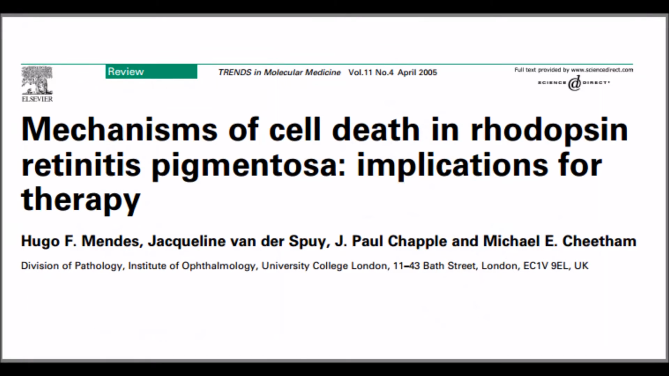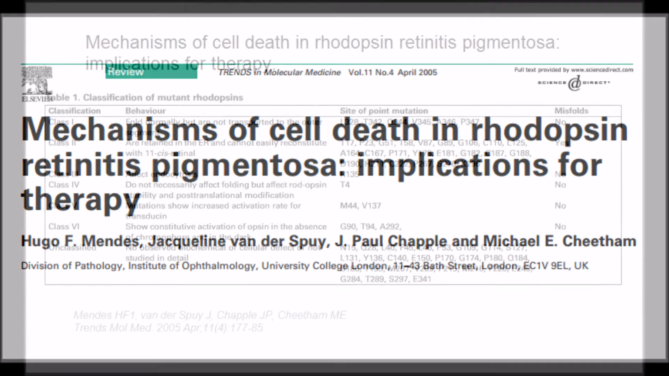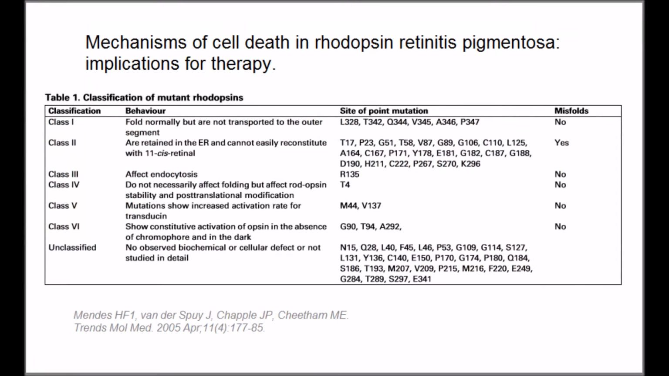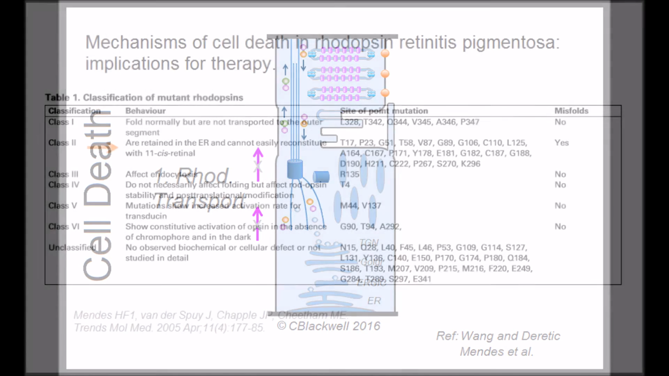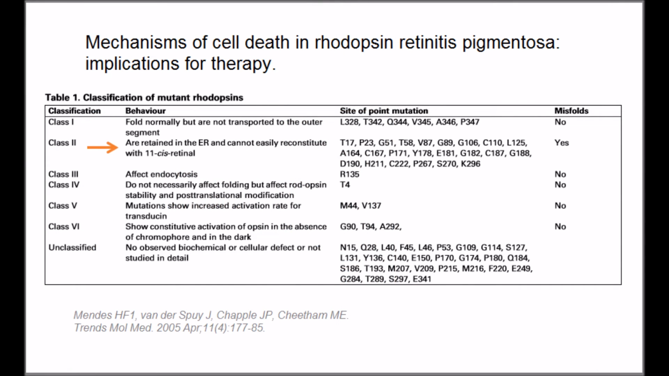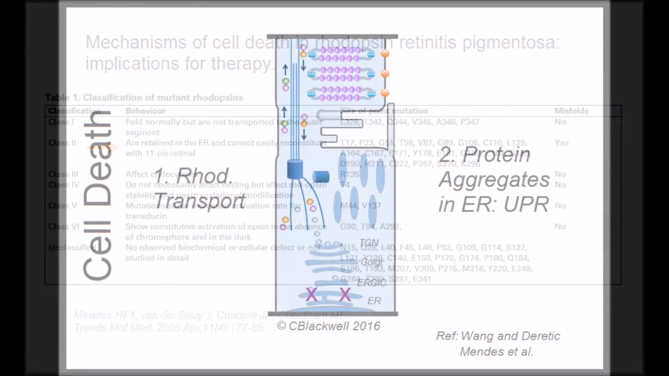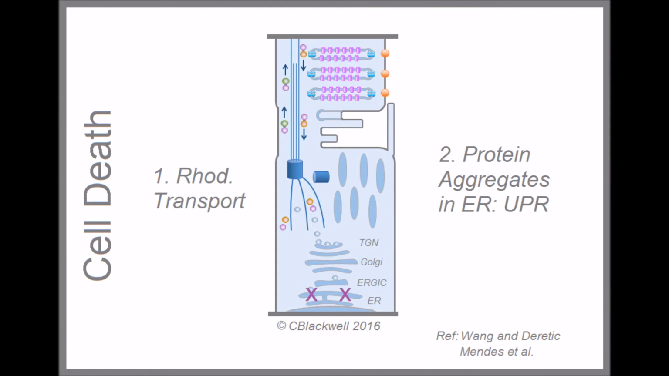For rhodopsin, Mendez et al. group the possible causes of dysfunction and death into 7 categories. Let's look at some of his examples. In Mendez class 1, the protein is not properly transported within the cell. It does not get from the inner segment to the outer segment. Note that only class 2 is misfolding, here causing the protein to become stuck in the endoplasmic reticulum after translation.